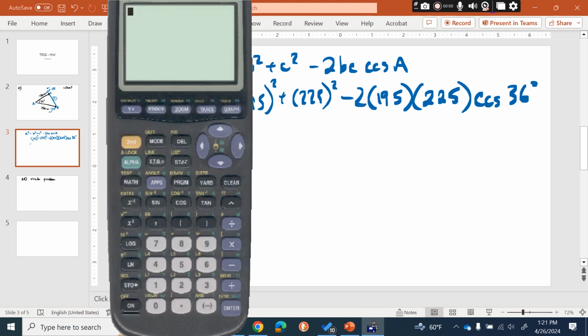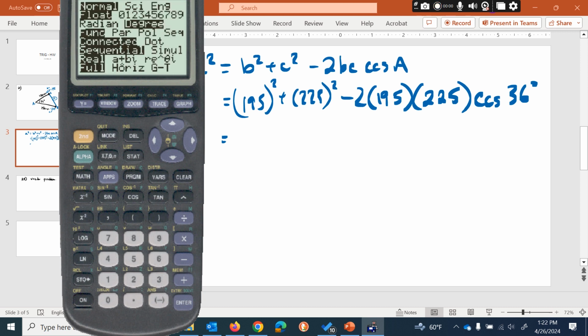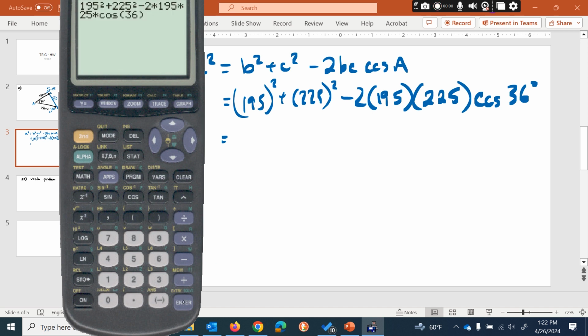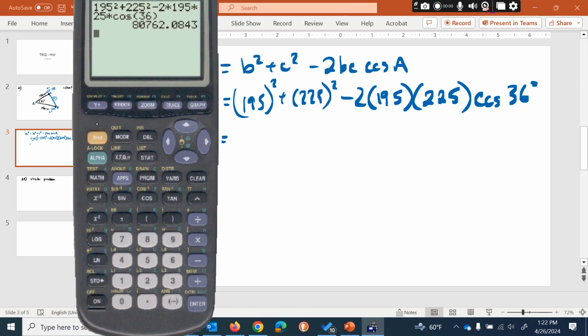With these calculators, you can punch in the whole thing, so that's kind of nice. It's 195 to the second power plus 225 to the second power minus 2 times 195 times 225 times cosine of 36, and I just have to make sure I am in degree mode. So let me click on mode. I am in degree mode, perfect. And then don't forget this is not a, this is a squared, so I'm going to have to take the square root of my answer.